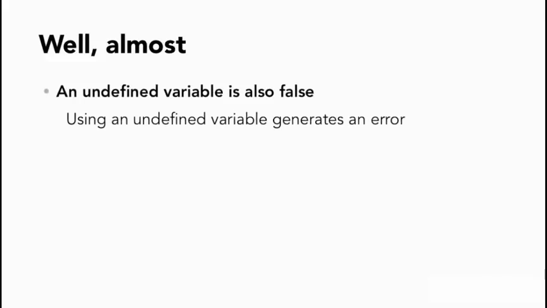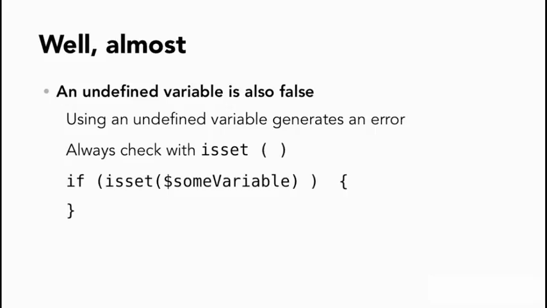Well, there is another value that's regarded as false, and that's an unset variable. However, you shouldn't rely on unset variables in a condition without first testing them because they generate an error. Always use the isSet function to check whether a variable exists, like this. Passing the name of a variable as an argument to isSet returns true if it exists and false if it doesn't.